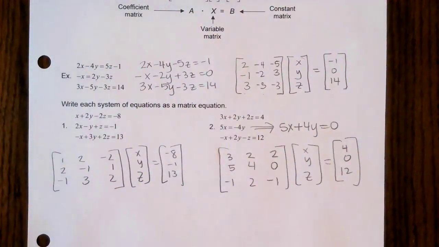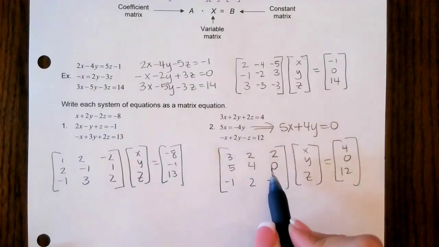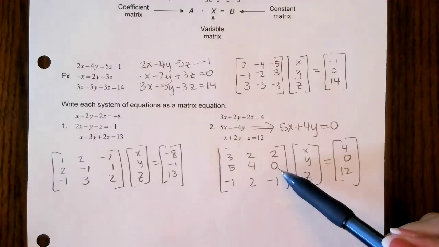All right, so check your work. That's what you should have gotten for both of your setups. This one here was a little bit trickier. There was no z in that second equation, so you should have a 0 there as the coefficient, which is what made it have no z. So make sure that you got that correct.